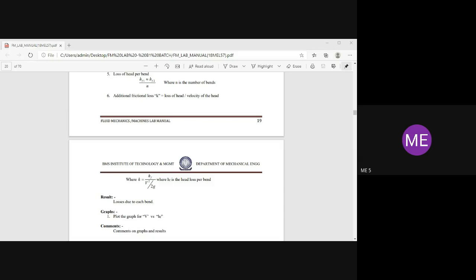One is without bend, second one is with bend. R value is 0.1. Point one is fixed because we are going to take the reading for every 10 centimeter of water level in the piezometer. Time I give, this is the first reading, 17 seconds.